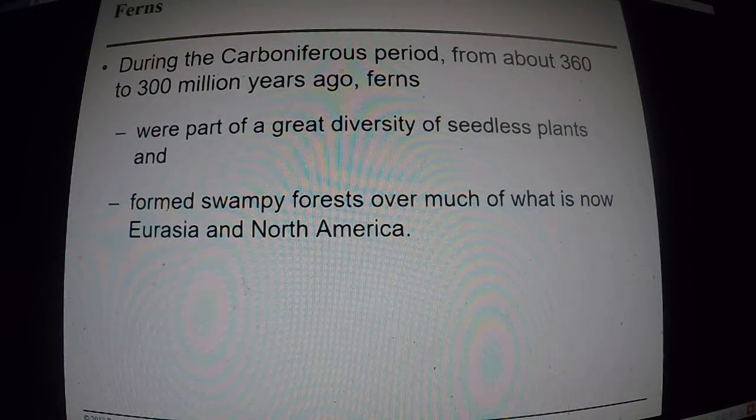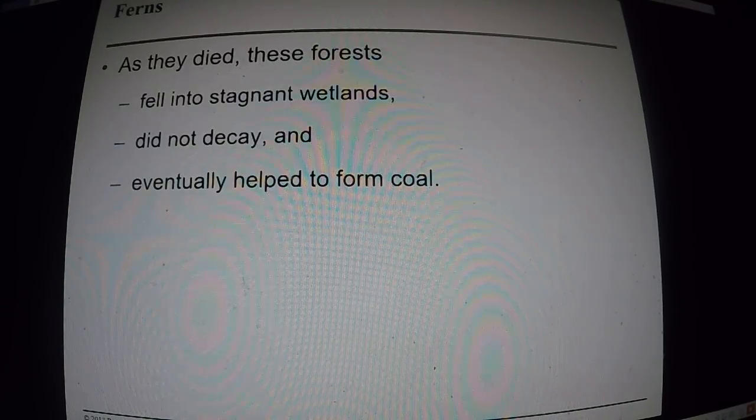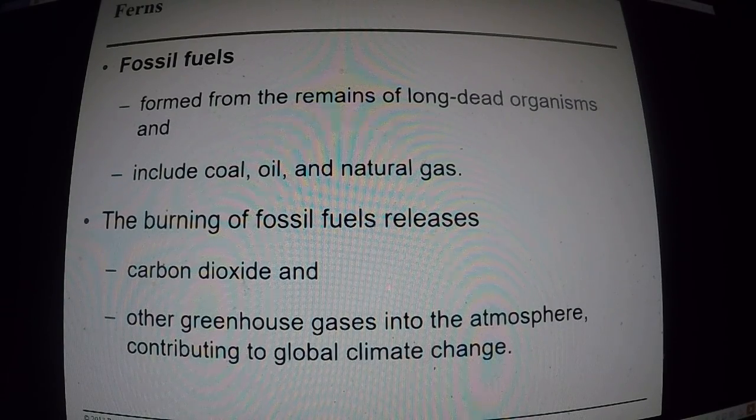During the Carboniferous, about 360 to 300 million years ago, the ferns were part of the great diversity of seedless plants that formed swampy forests over much of what is now Eurasia and North America. When they died, they fell into stagnant wetlands, didn't have a chance to decay, and helped form our coal. Fossil fuels formed from the remains of long dead organisms, including coal, oil, and natural gas. The burning of them releases the carbon dioxide that they trapped as carbohydrates years ago, and other greenhouse gases into the atmosphere, contributing to global climate change.